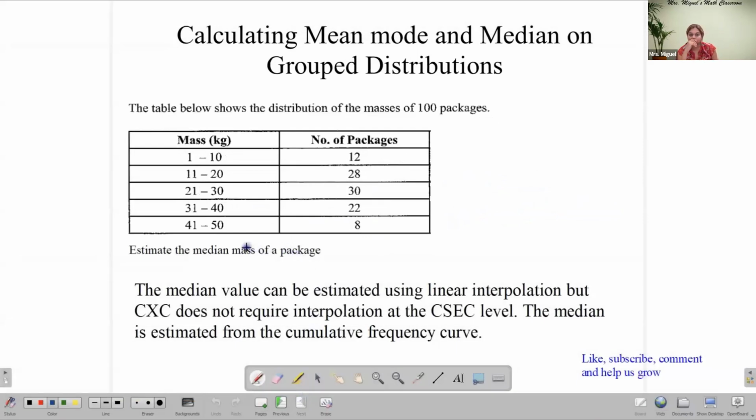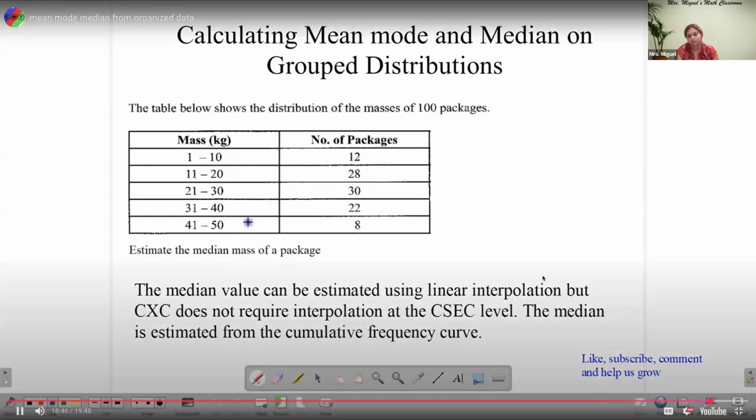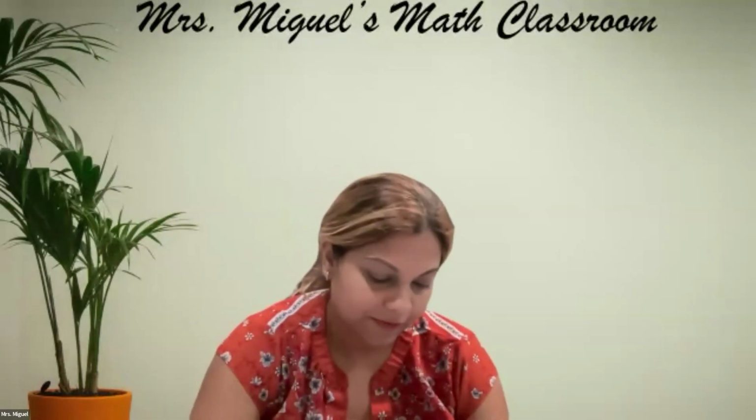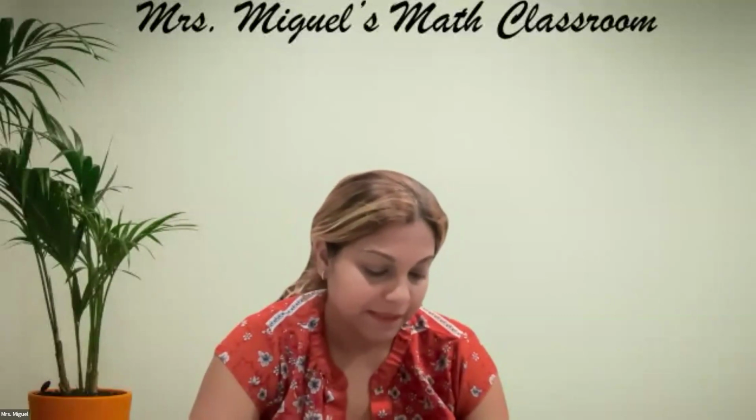Finally, we'll talk about the median. CXC does not ask the student at the CSEC level to work out the median from the table. What you will do, however, is work out the median from the cumulative frequency curve. There is a way to find the median from the table. So what he's saying, CXC will never ask you to do a calculation for the median. You are required to use the cumulative frequency or the ogive curve to find the median, right?